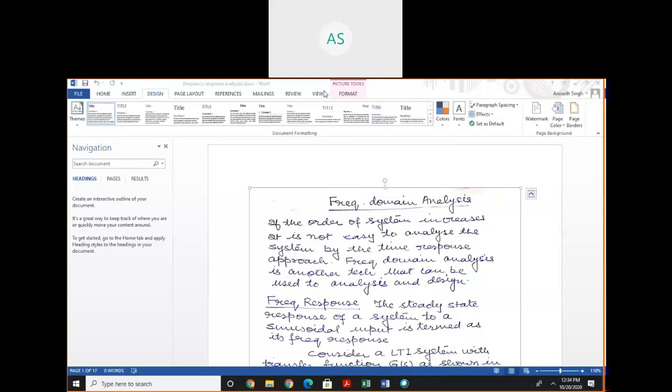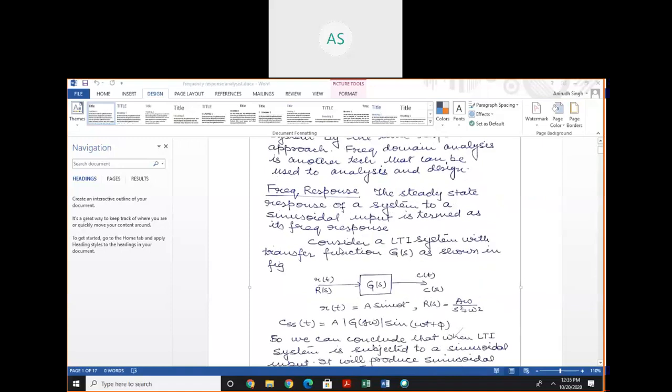Today we will discuss the relation between time domain analysis and frequency domain analysis. When the order of a system increases, it is not easy to analyze the system by the time response approach. But in that case, we use frequency domain analysis to analyze and design a system. The steady state response of a system to a sinusoidal input is termed its frequency response.